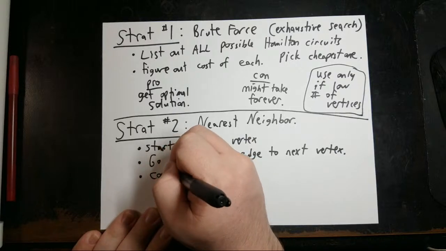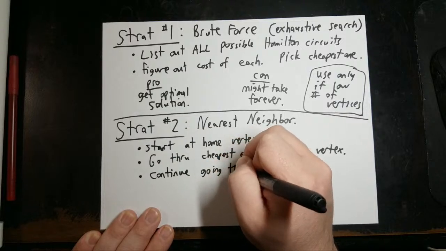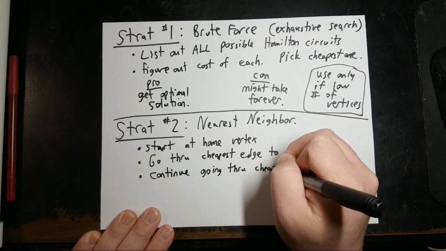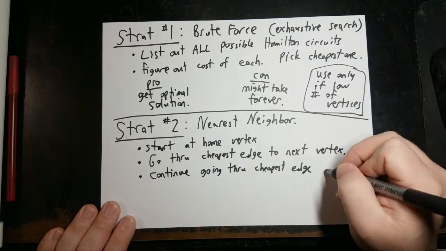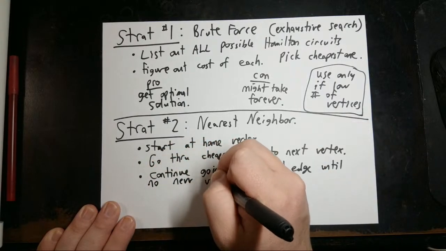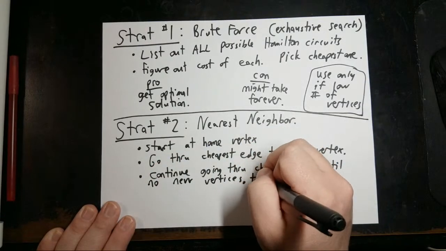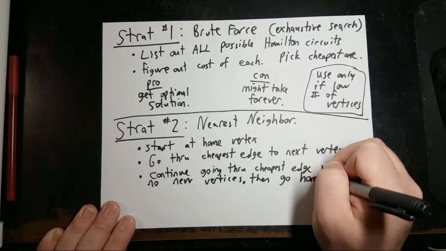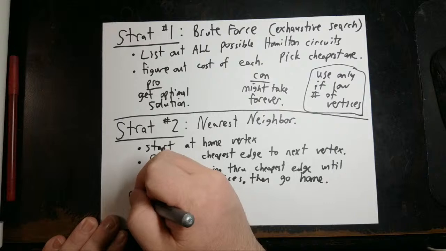You continue going through the cheapest edge until there are no new vertices, then go home. Then you just go home. Now I'll do a little pro and con, and then I'm going to show you what nearest neighbor looks like.